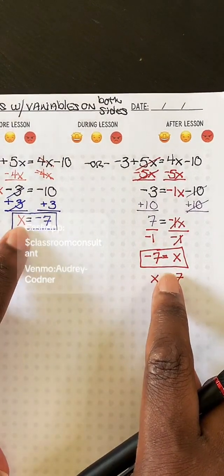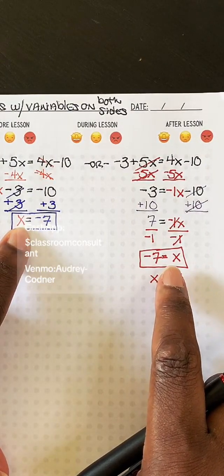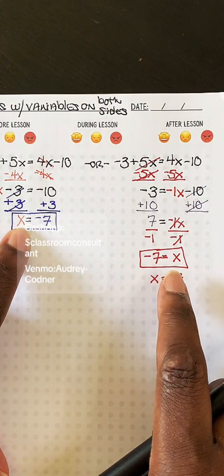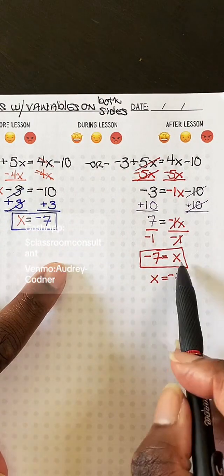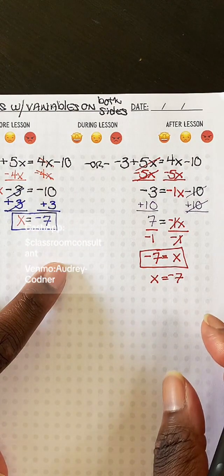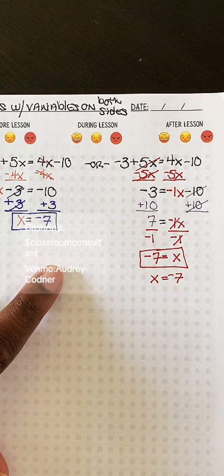Okay, especially if you're trying to get your GED, your ASVAB, you don't have any extra time to be fooling around like, oh, which side should it be on? No, your answer is x equals negative 7. Boom, bubble it, click it, move on.